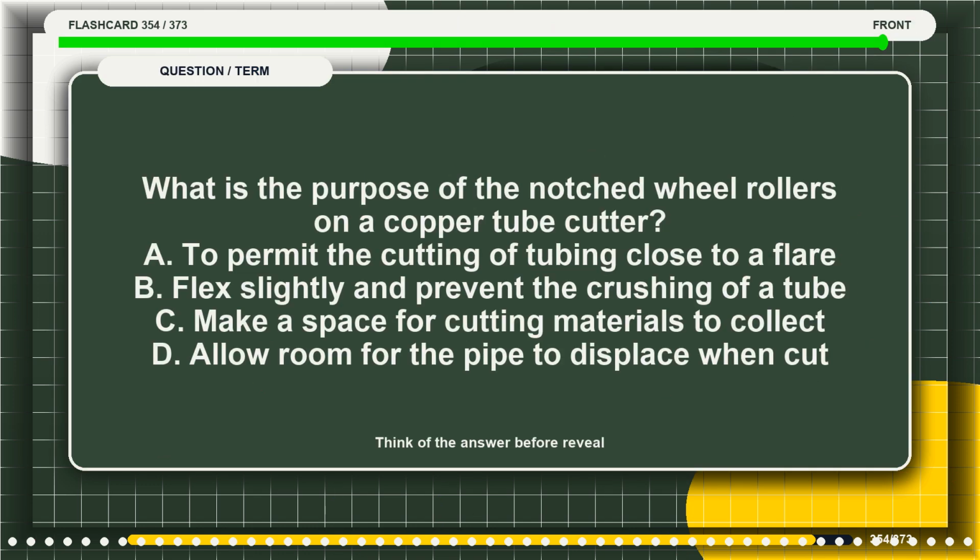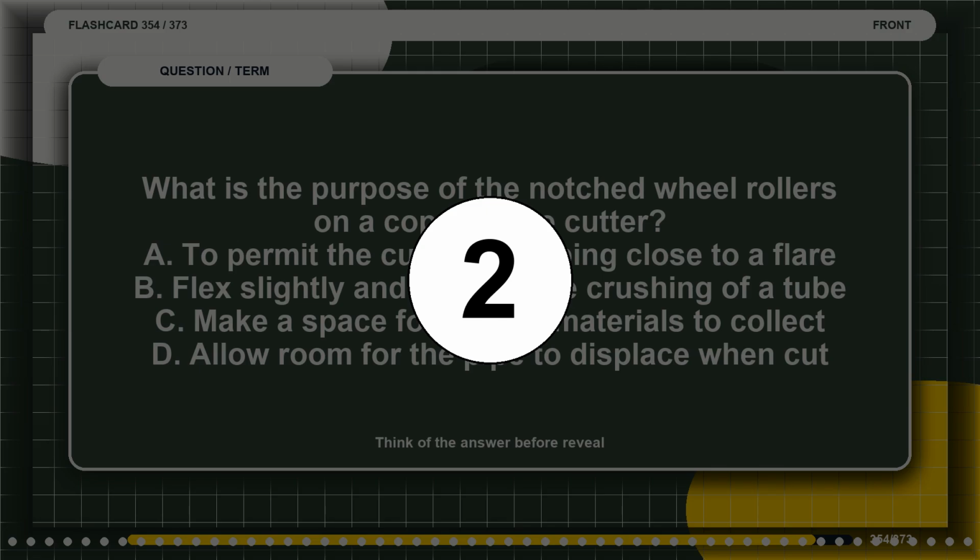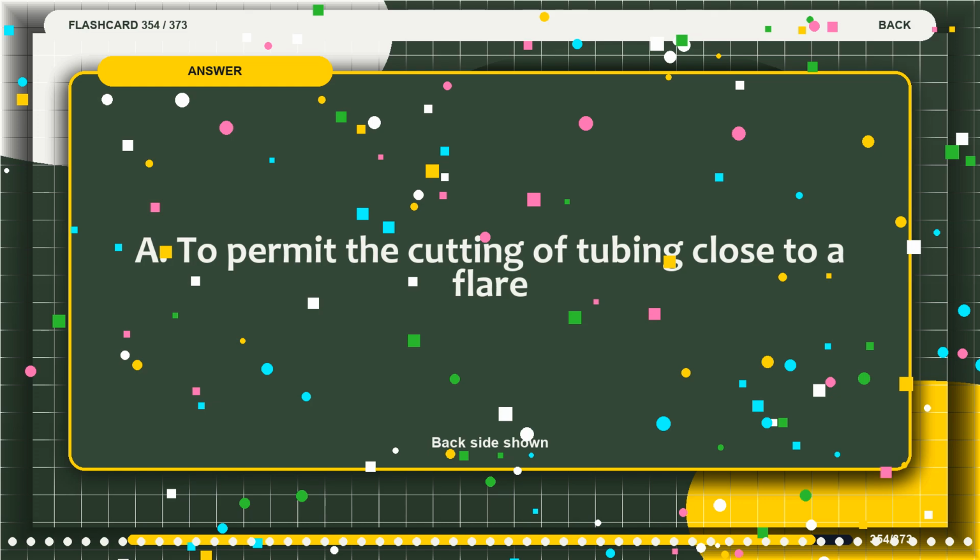Flashcard 354. What is the purpose of the notched wheel rollers on a copper tube cutter? A. To permit the cutting of tubing close to a flare. B. Flex slightly and prevent the crushing of a tube. C. Make a space for cutting materials to collect. D. Allow room for the pipe to displace when cut. Think of the answer before the reveal. The answer is A. To permit the cutting of tubing close to a flare.